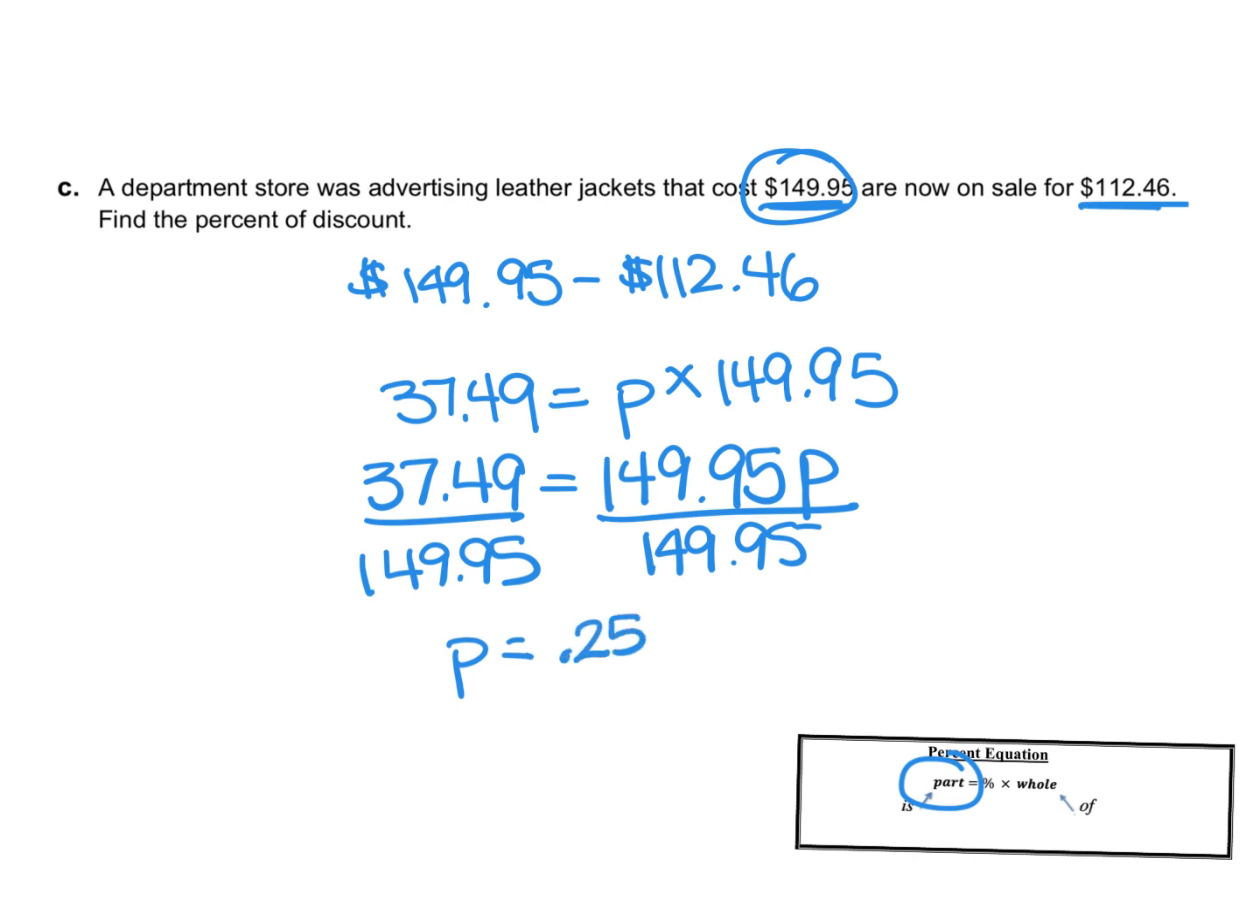Now remember, we're looking for the percent. And so if we're looking for the percent, we do have to multiply it by 100 before putting the percent sign on it. So I'll multiply by 100 and move the decimal place 2 places to the right, which is 25%. So in this lesson, we took a look at how to solve percent problems by applying the percent equation.